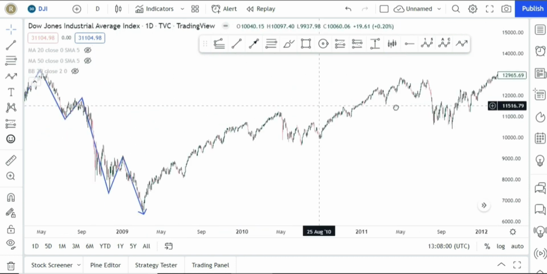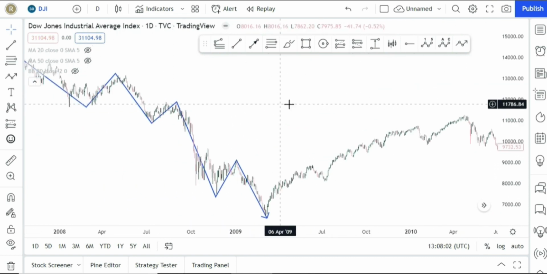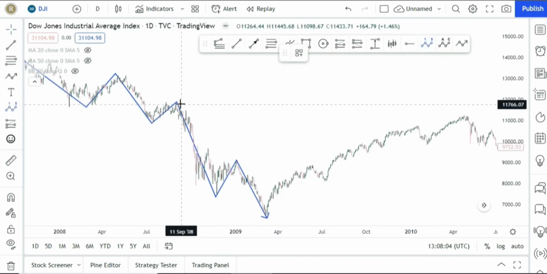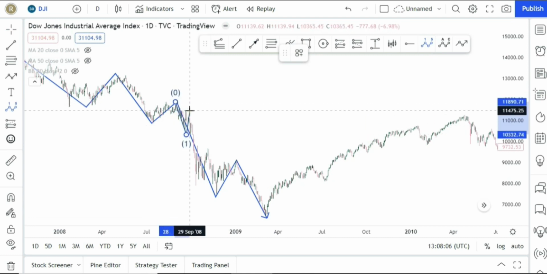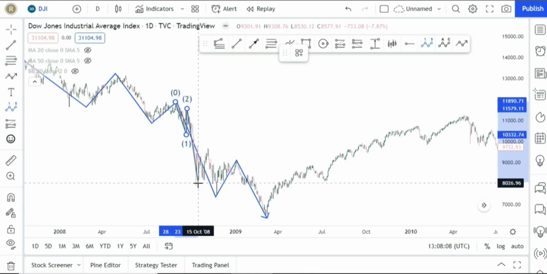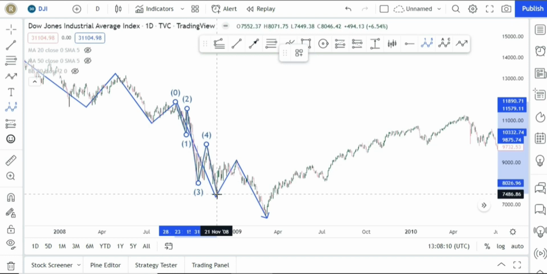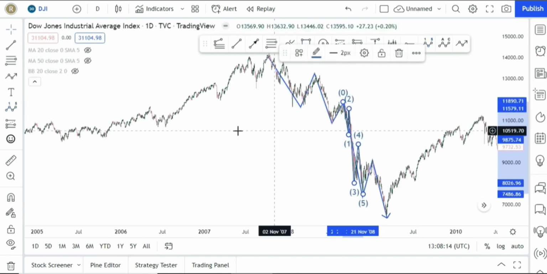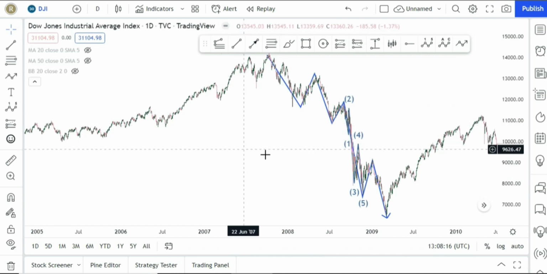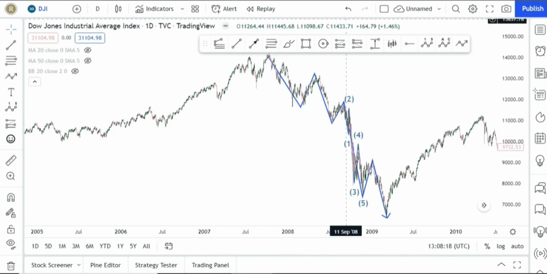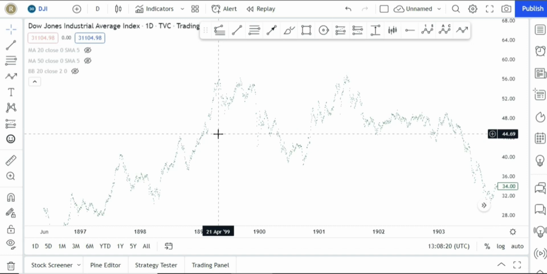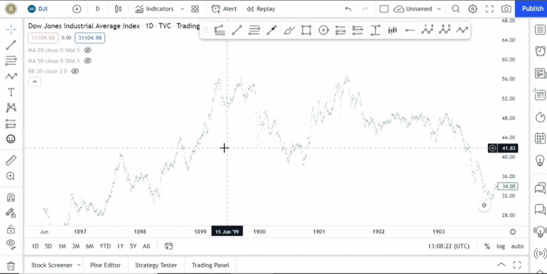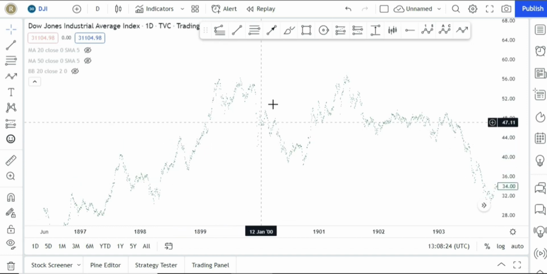Let's quickly go one more time and look for our 5 waves in the fifth wave, and you can see that we have 1, 2, 3, 4, 5 to come up with the fifth wave on the Dow Jones there. So yeah, this is just another example. Actually on the Dow Jones I saw it 2 times right here. The other time was as far back as 1900. Okay, 1900, that's really good.